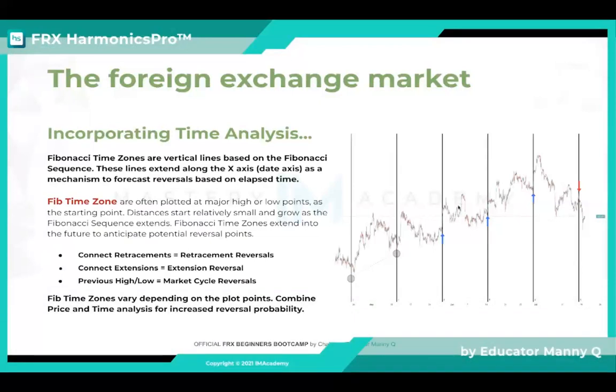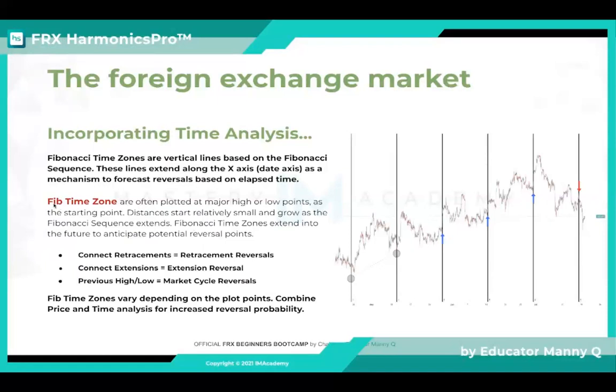If you go to the daily on USD CHF, I believe this was the sequence I got. This worked out perfectly on the daily, giving us all of the reversal levels for USD CHF. Now let's get into Fib time zones.